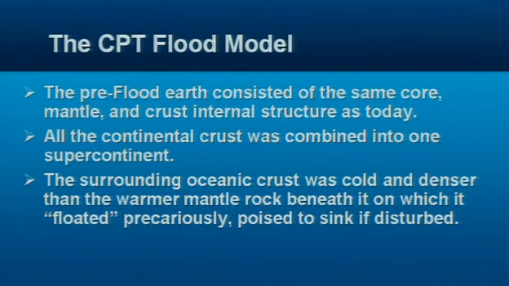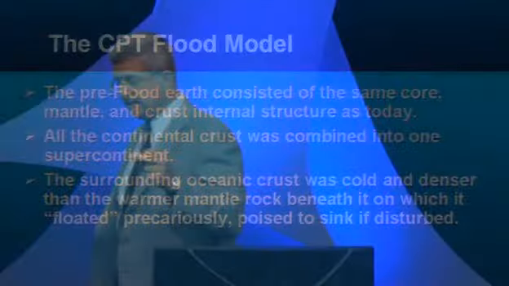The surrounding ocean floor crust was cold and denser than the warmer mantle rock beneath it, on which it floated. And because it was floating precariously, it was poised to sink if disturbed. The best illustration is a needle made of iron floating on water. The iron in the needle is denser than the water underneath, and if you touch the needle and break the surface tension of the water, the needle will sink.